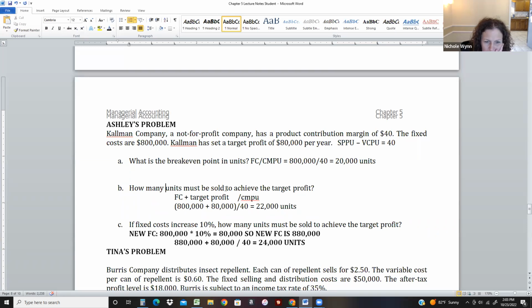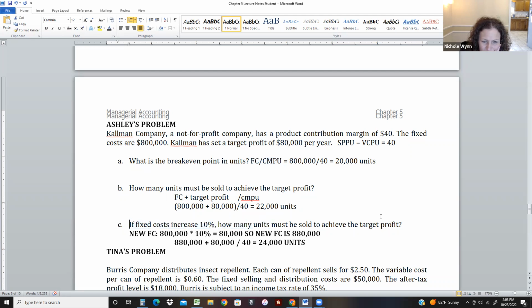And then I want to achieve a target profit. So to achieve a target profit, I take my break-even formula and I just add profit to the top part. So I take my fixed costs of 800,000 and my target profit is 80,000. So then I take 880 over 40 and I get 22,000.